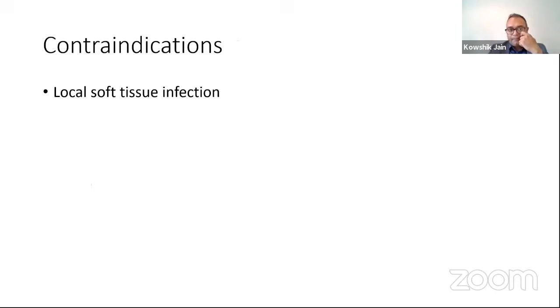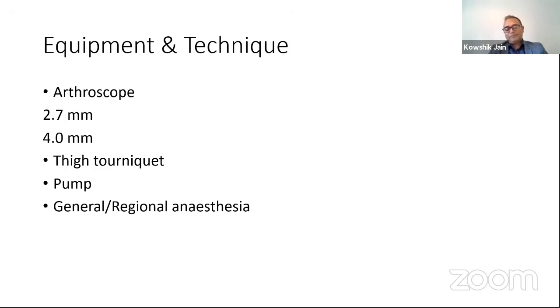Coming to the next subheading. So this is where it gets interesting. What sort of equipment, what sort of technique do we use to perform ankle scopes? Let's start with the arthroscope. There are two potential options here. One is a 2.7 millimeter scope and the other is a 4 millimeter scope. Each has its own advantages and disadvantages. In my practice, I use a 2.7 millimeter scope.